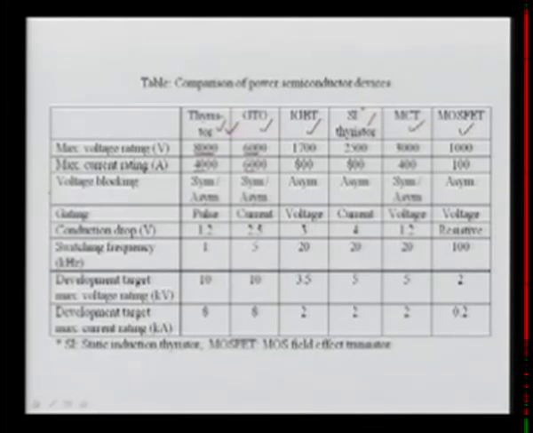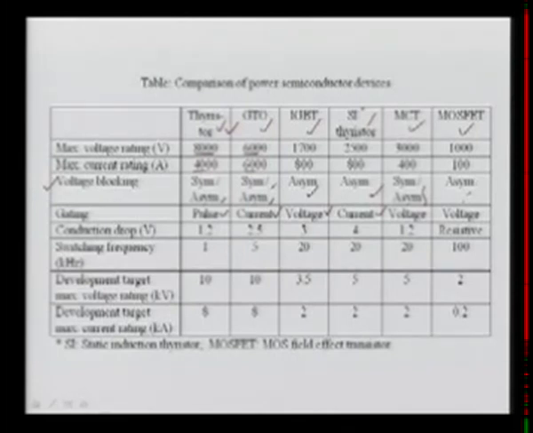The other difference between these six power semiconductor devices is voltage blocking. Here symmetrical and asymmetrical are possible; here both symmetrical and asymmetrical are possible; here only asymmetrical; and here symmetrical and asymmetrical. For gating, in the thyristors we give a pulse, in GTOs we give current, in IGBTs we give voltage, and in SITs we give current and voltage, and so on.